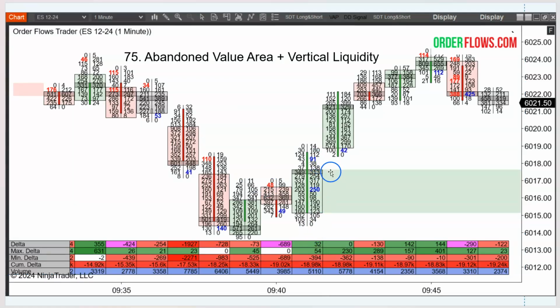So here you go, right? Here's your abandoned value in this bar. I don't have the arrows here.